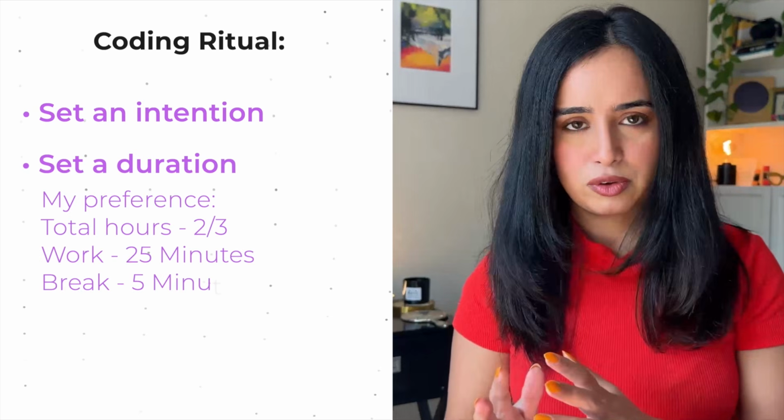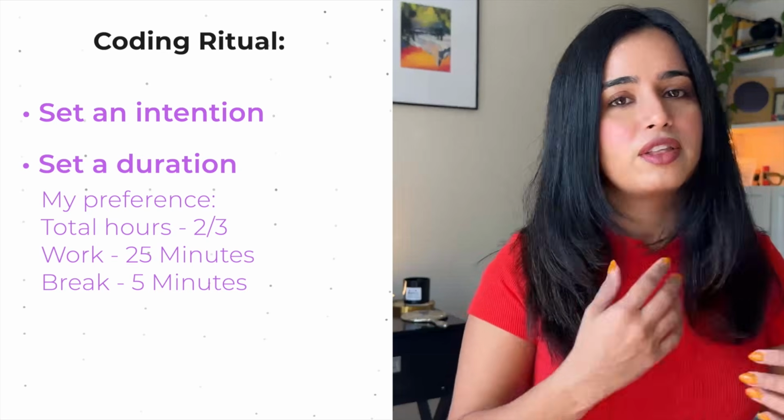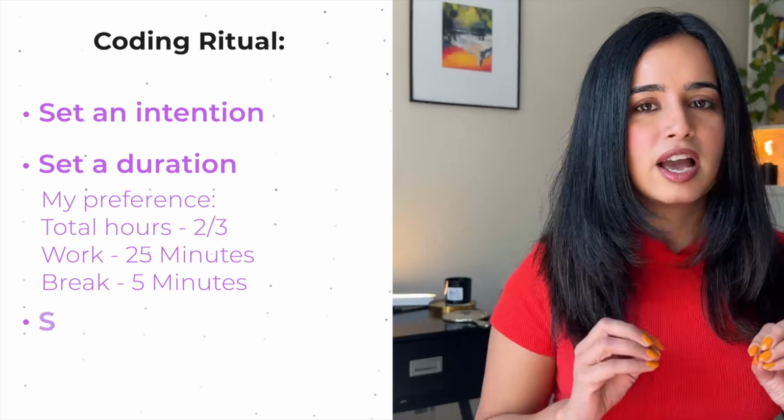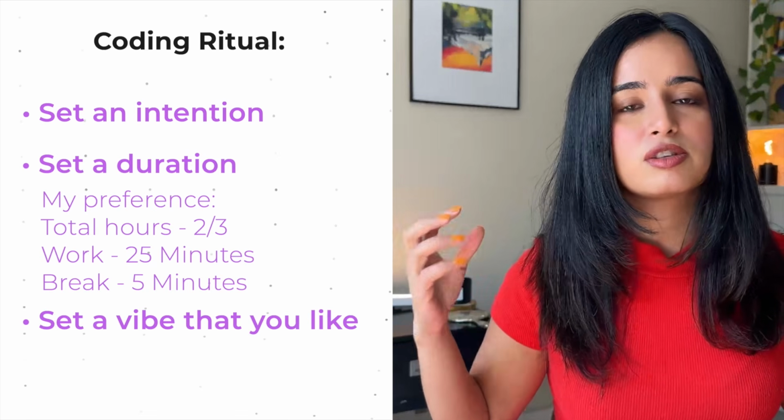I like to do 2 to 3 hours, and I like to divide them in 25 minutes of time. So you can set a 3-hour goal of working 25 minutes at a time, and then you take a 5-minute break. And finally, your space around you and the vibe you create while coding is so important.